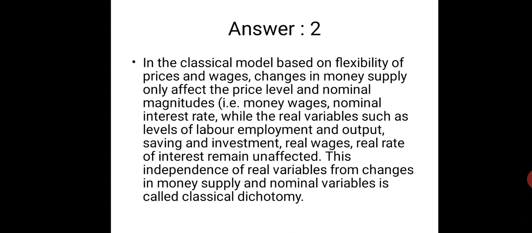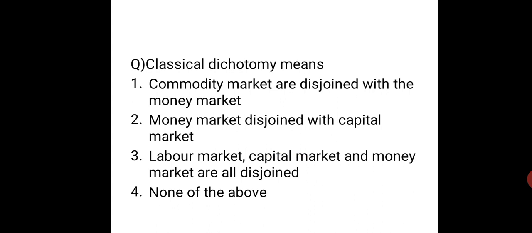Okay, any change in money supply is not going to change any of the real variables. It will only change nominal variables like money wages and the nominal interest rate. So real variables like output, labor, saving and investment, all of these things are unaffected by a change in money supply. So classical dichotomy basically means that real variables and nominal variables are completely different. They cannot be interdependent. That means independence of real variables from changes in money, wages and nominal variables is called classical dichotomy. So the answer has to be money market and capital market.